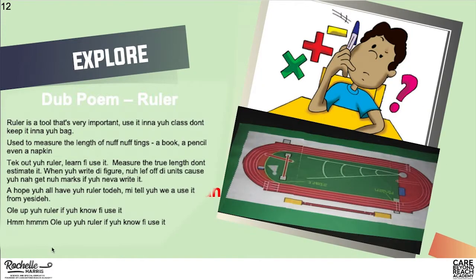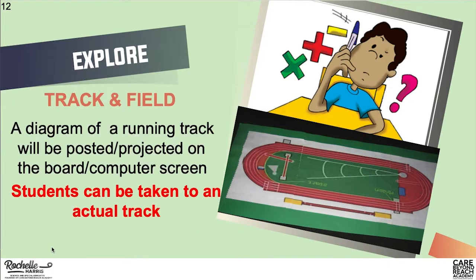Once we complete that engagement activity, we want to keep that momentum. So again, we explore some things further relating to measurement and the ruler. Here we can talk about track and field. That is something that we hold dear to our hearts in our Jamaican culture. They can relate to track and field.